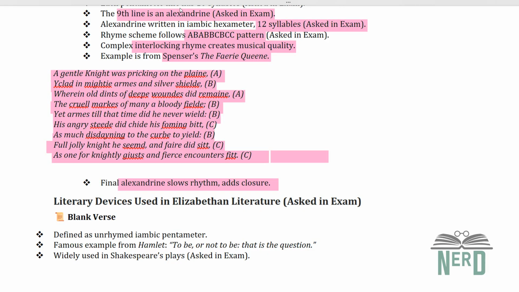This stanza form gives both movement and elegance. In the Faerie Queene, Spenser used it for action scenes as well as moments of reflection, blending narrative drive with lyrical beauty.